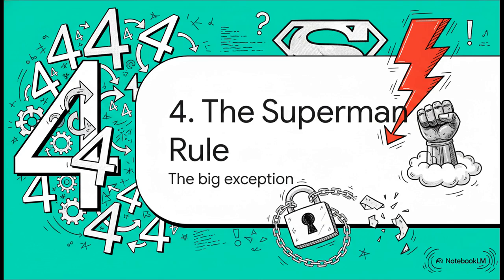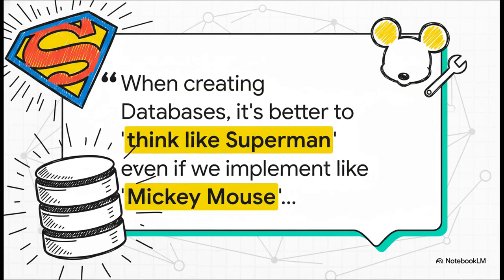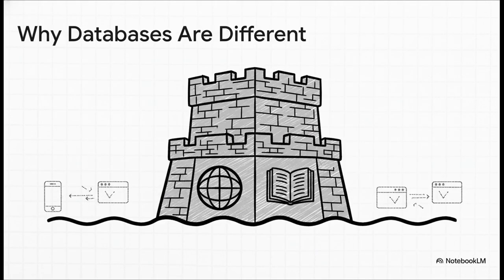Well, just when you think you have it all figured out, the author throws in a massive curveball, a huge exception to this rule. And this is absolutely critical to understand. This versioning mindset, this idea of starting small and extending as you go, it doesn't apply everywhere. In fact, there is one place where thinking that way can be a complete disaster. And the author uses this absolutely brilliant analogy to explain it. When you're building a database, you have to think like Superman, even if the day-to-day implementation feels more like Mickey Mouse.